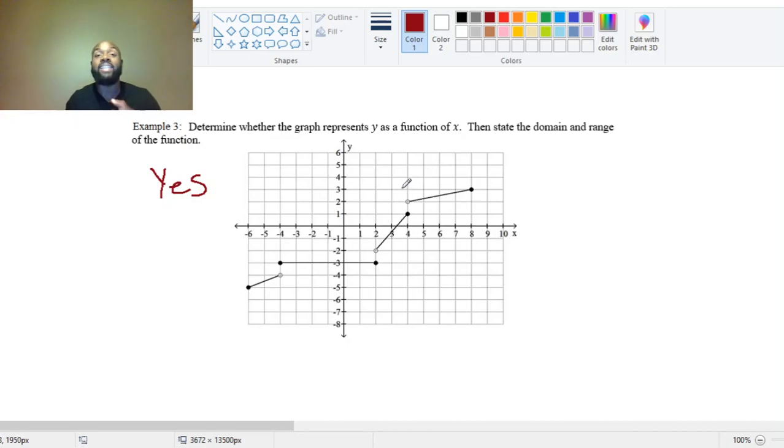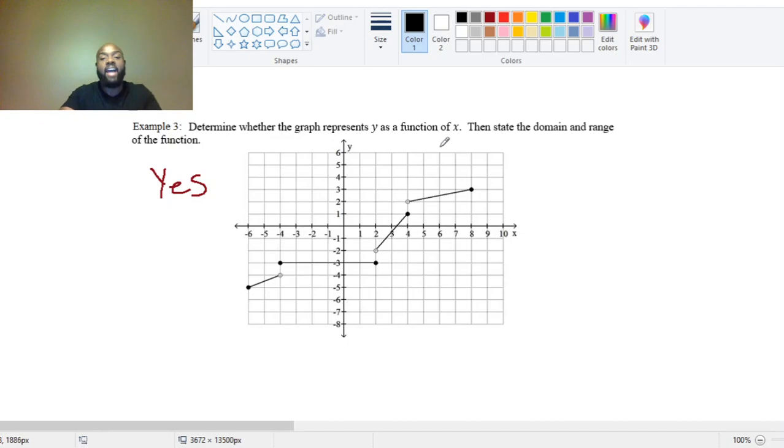The only way for it not to be a function is if we had 2 closed circles. So if that was closed and that was closed, and I did my vertical line test, it would not be a function because my vertical line would pass through this point here and this point there. And that is not the case. So we have a function.